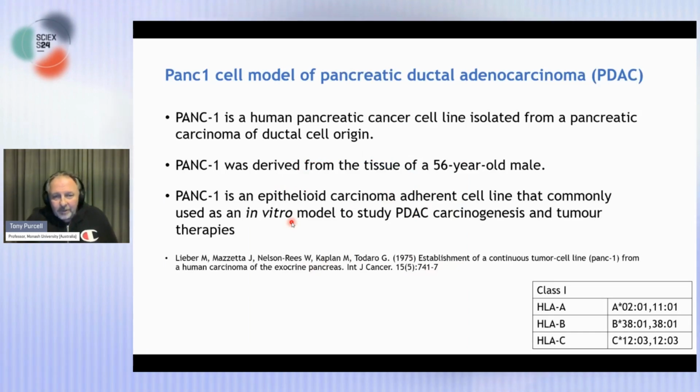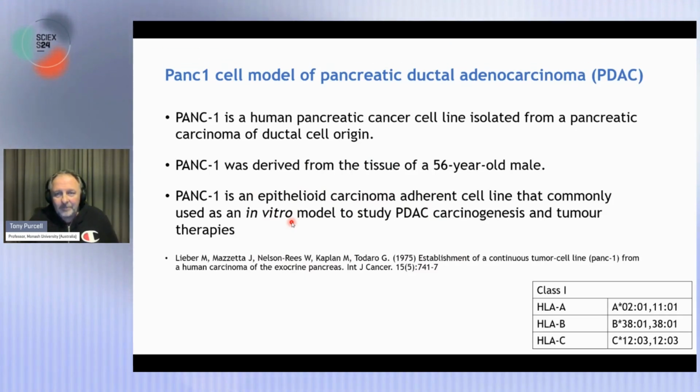The data I'm going to very quickly show you today is using a model of pancreatic ductal adenocarcinoma. This is obviously a devastating cancer, and this particular cell line was derived from a PDAC from a 56-year-old male, and has the HLA typing here, which is relevant when we start to look at the types of peptides we're able to see using the different techniques we look at.